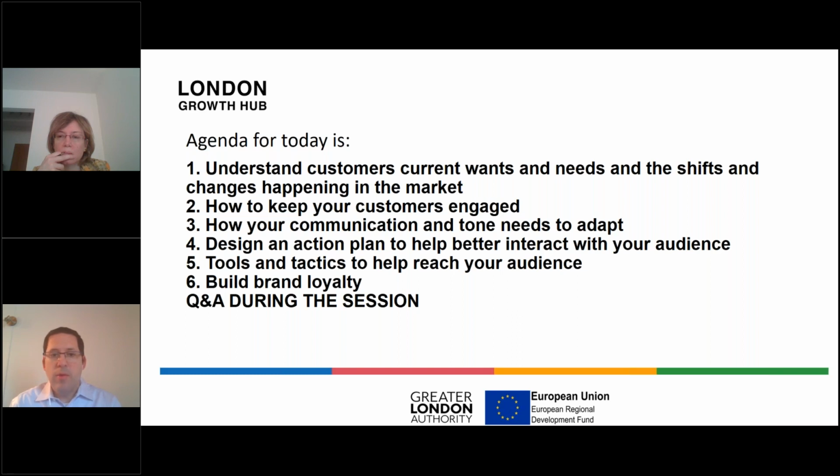Moving from that point, we're going to move to the whole action phase, which is how to actually draw up a proper action plan to help you interact with your audience. The idea is that it's going to be very practical and very applicable. And then we're moving down to the actual tools and tactics which you can use to help reach your audience. That's both your current audience and, hopefully, customers that aren't your customers at the moment. And then the key point is building loyalty to your brand and your business.